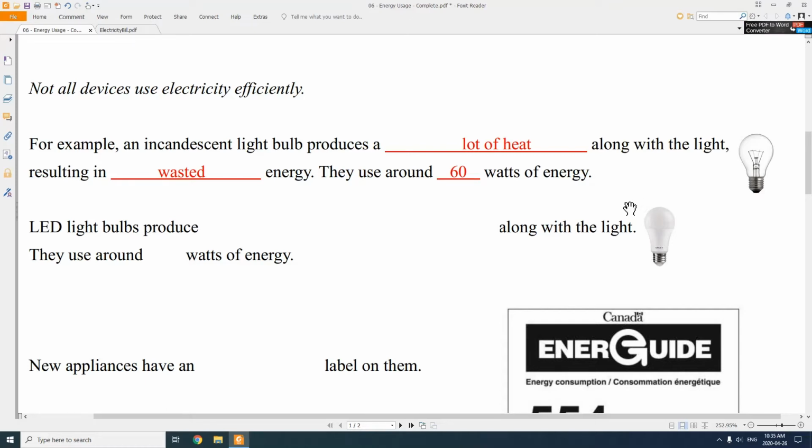In the last 5-10 years, we now have LED light bulbs, and those ones produce very little heat. Right? So in that case, much more of the energy is going into the light. It makes a little bit of wasted heat, but it's much less. A LED light bulb usually uses about 9 watts of energy. So you'll notice right here, okay, incandescent light bulbs are using about 60 watts. LED light bulbs are using about 9 watts of energy. It's far less.